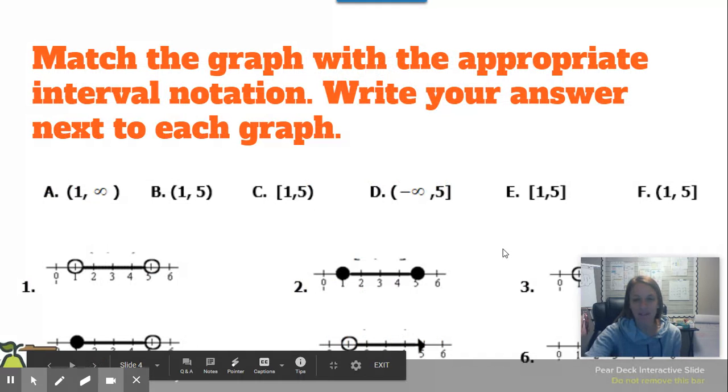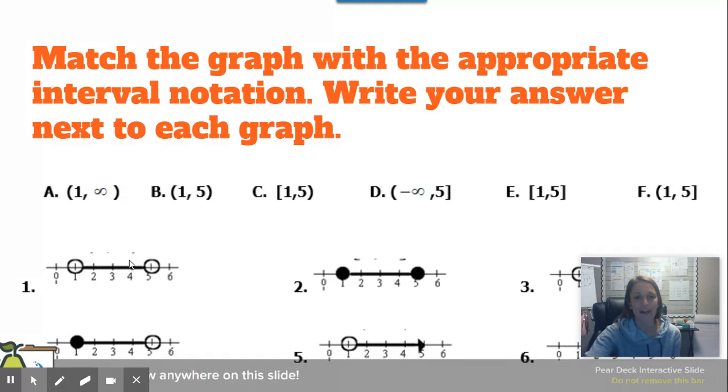Take a second, pause the video here, and do these 6 problems on your own. You are matching the interval notation with the correct graph, and the answers are going to be on the next slide. So pause now.